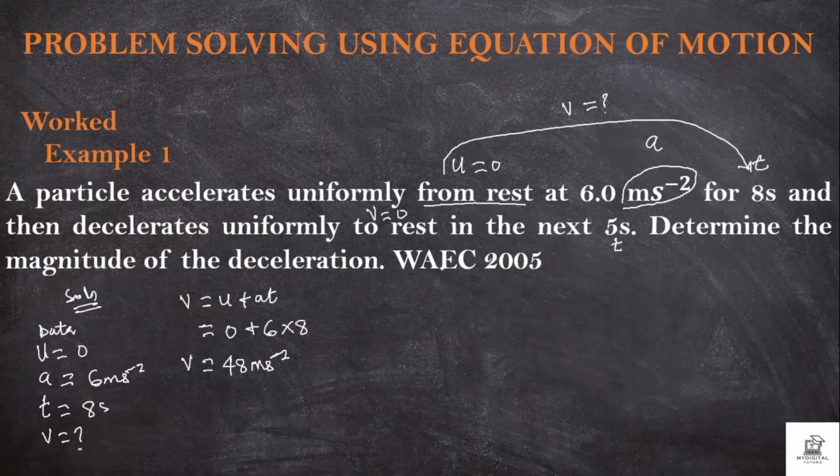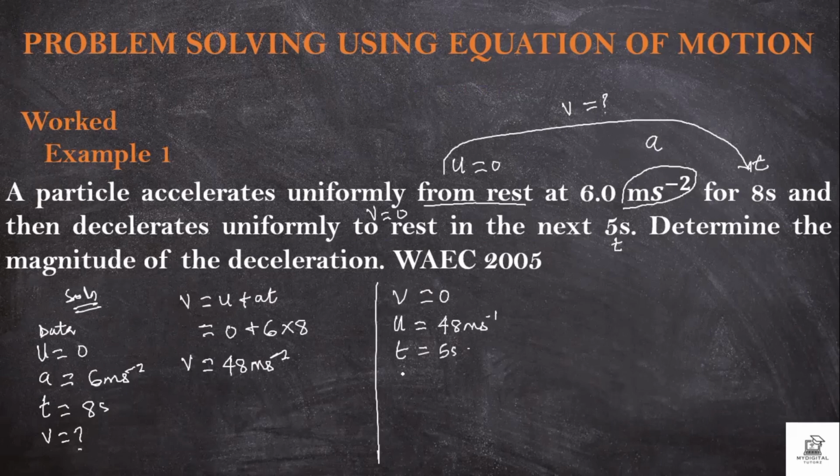So when it decelerates uniformly to rest in the next 5 seconds, the final velocity here will be equal to 0. Now, the initial velocity will be the final velocity of the first motion, right? So our initial velocity here is going to be 48 meters per second, right? And the time taken t here is equal to 5 seconds.